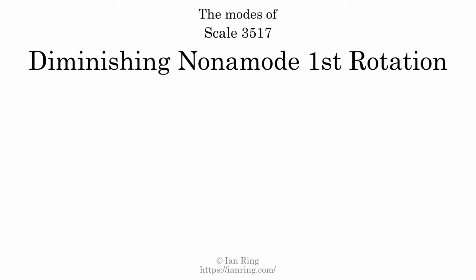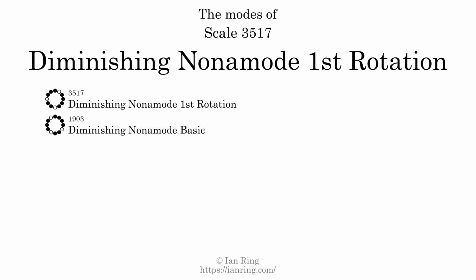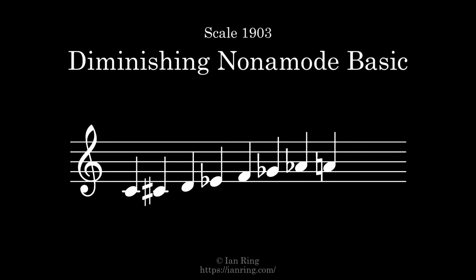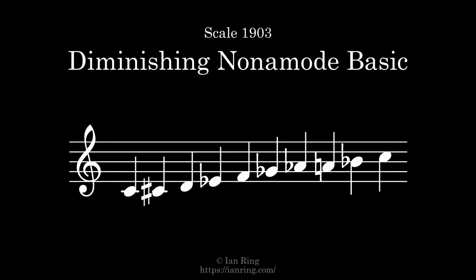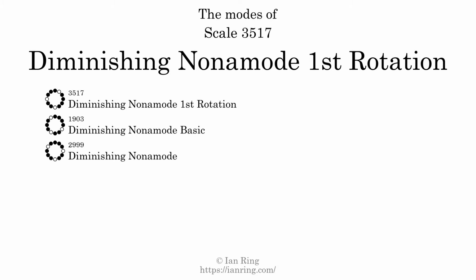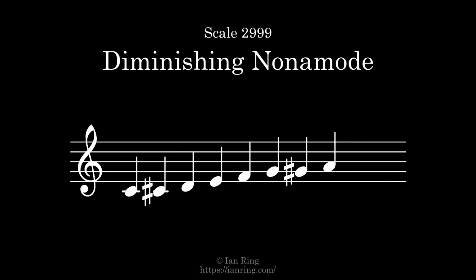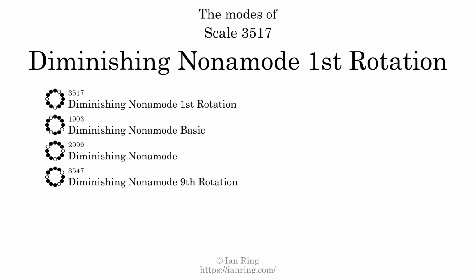This scale has 9 modes. The first mode is itself. The second mode is scale 1903, also known as Diminishing Nonamode Basic. It sounds like this. The third mode is scale 2999, also known as Diminishing Nonamode. It sounds like this. The fourth mode is scale 3547, also known as Diminishing Nonamode 9th rotation. It sounds like this.